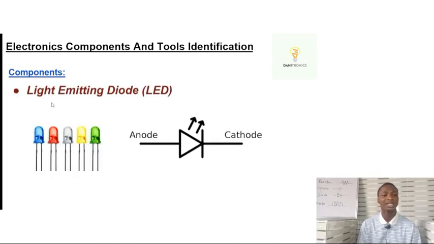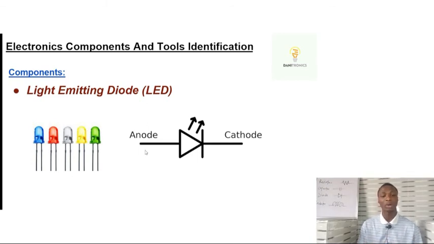Another component is the light emitting diode. I must say that there are different kinds of diode. Aside from the diode I showed before, we have the photodiode, and the light emitting diode like this one we are talking about. It's also a diode. It allows current to flow in one direction. It has two terminals, the positive, the anode, and the cathode.